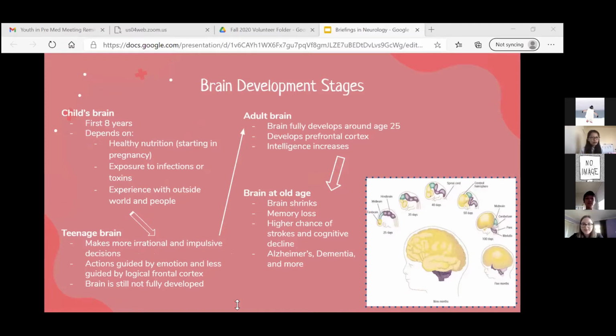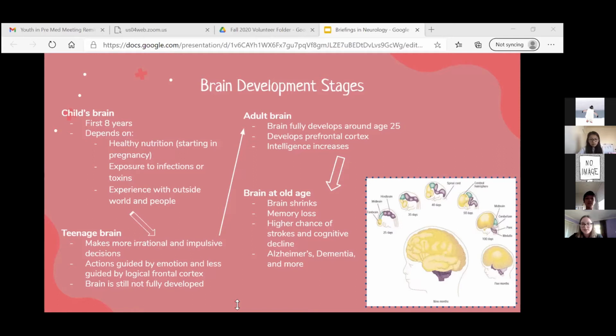So to really understand the brain science development behind neurology, we must understand how our brain develops. So there's 4 main stages, which is also the development of our nervous system. There's child's brain, the teenage brain, adult brain, and brain at an old age. So the child's brain develops during the first 8 years of life and depends on healthy nutrition, which starts in pregnancy, its exposure to infections or toxins, and experience with the outside world and people. This is the stage of life where it's important to influence healthy brain growth and prevent any trauma or stress.